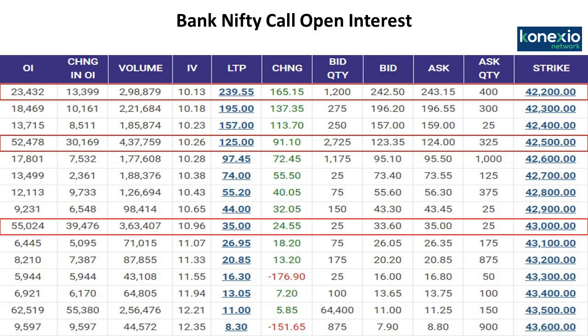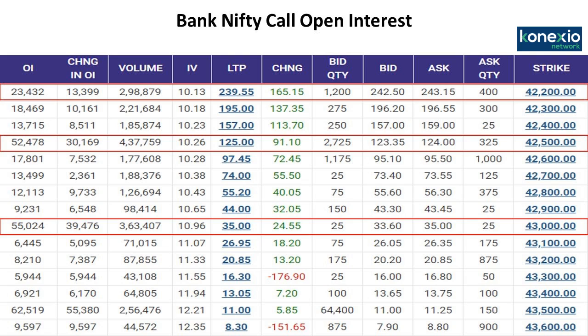Now this is the Bank Nifty call data. In Bank Nifty calls, the action was seen in 42,200 calls, then 42,500 and 43,000 calls. Now here you can see there has been a strong positive change in the option premiums. There has been a rise in the volumes. There has been a rise in the open interest. The implied volatility is also low. It is between 10.13 to 10.96.